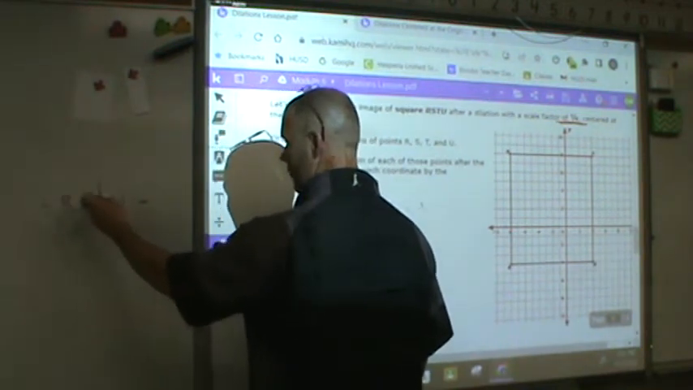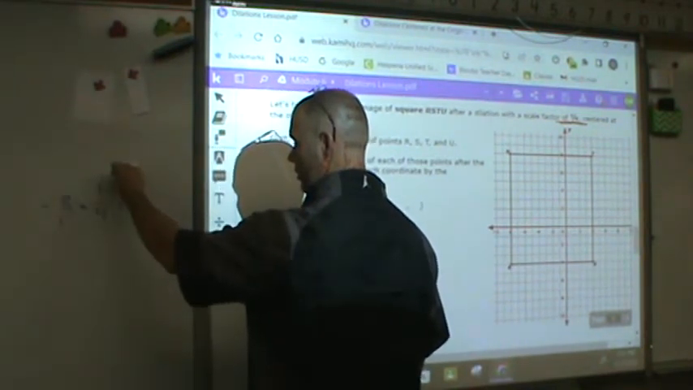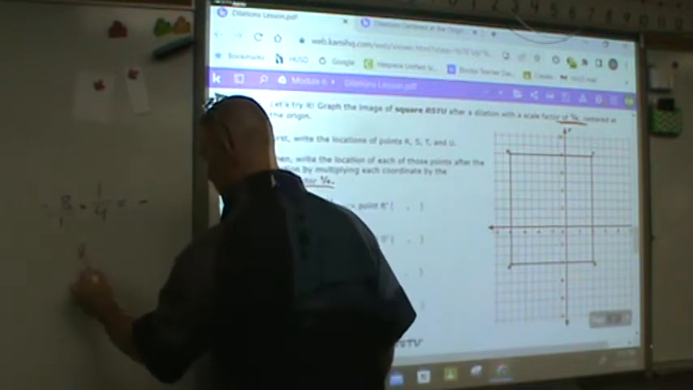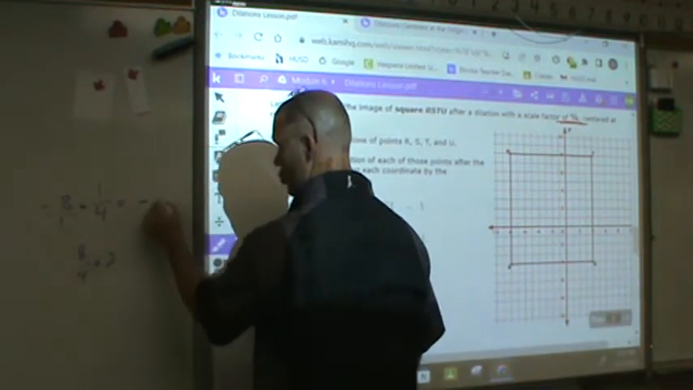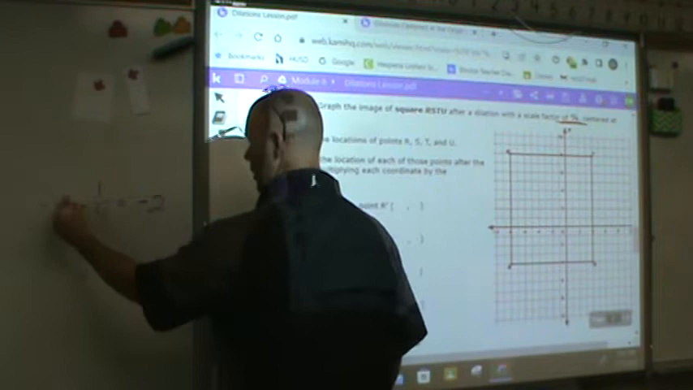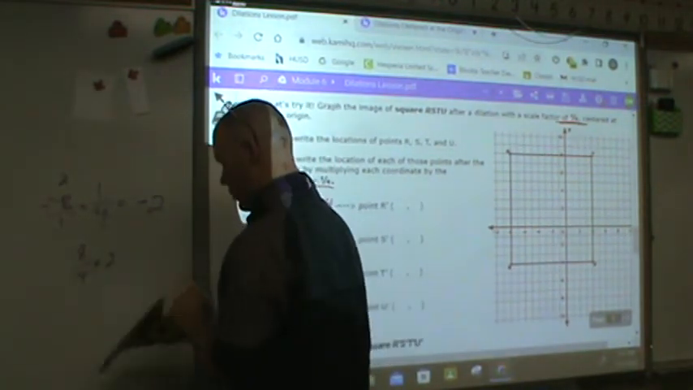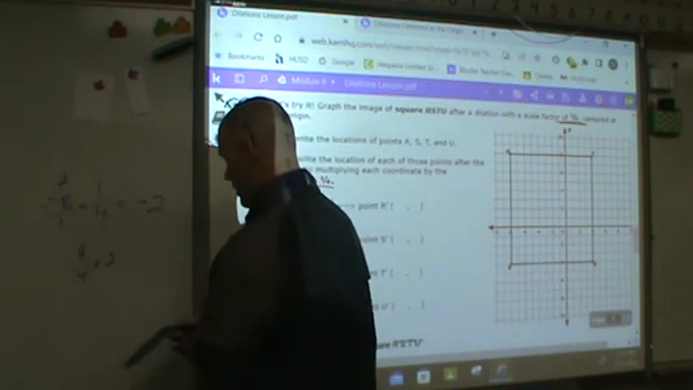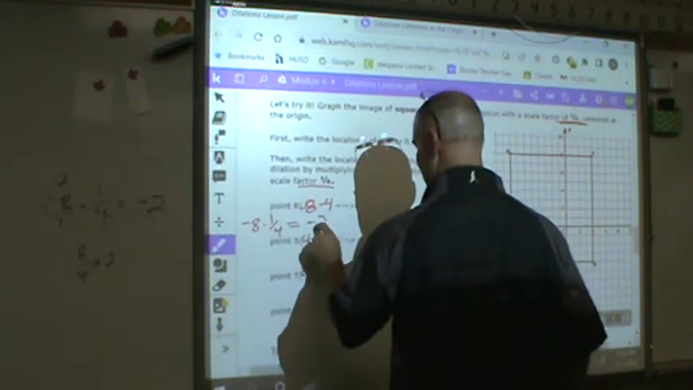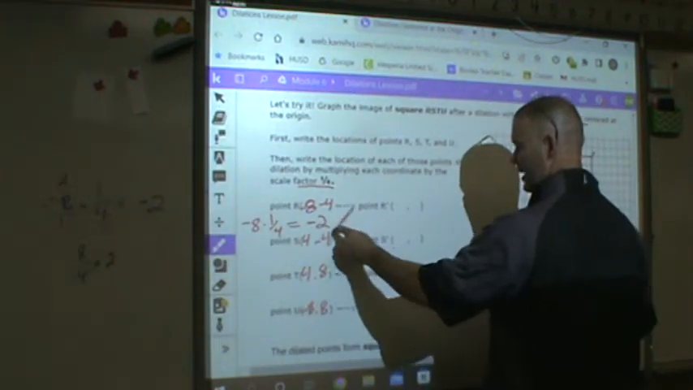8 times 1/4. Well, gee, 8 over 4 becomes 2, so it's negative 2. Or if you cross cancel here, 4 goes into 4 once, 4 goes into 8 twice. You get negative 2. Either way, you get negative 2 as an answer. Okay, so there's your x value.